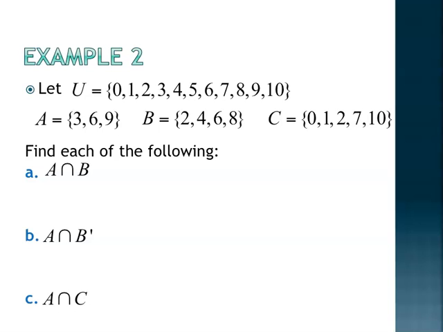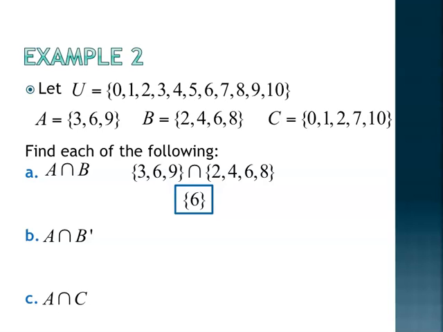Alright, so A intersected with B, we have to find what's common with A and B. Now because these will get a little bit more complicated, I'm going to write them out. So set A is 3, 6, and 9, and set B is 2, 4, 6, and 8. So now looking between those two sets, we want to find the things that they have in common. In this case, it looks like the 6 is the only thing they have in common, and so that is our intersection of A and B.